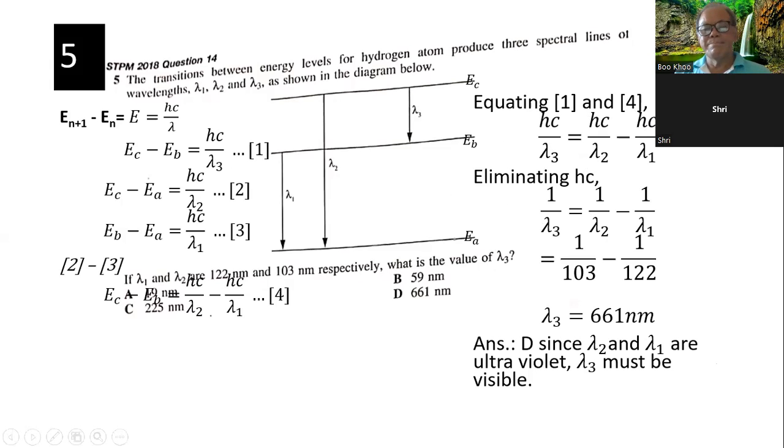Anything not clear? Teacher, all the hc become 1 because it's all the same, right? It's the same. You just cancel it off. Divide by hc. No? Divide by hc. Anything else not clear? Clear, teacher. Okay. Then let's go to number 6.